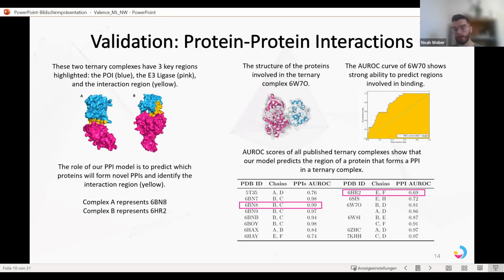And that's exactly what we showcased here. So at least for the ternary complexes where the crystal structure is known, and it's not really big, there are only 22 data points. For those that we know, we were pretty confident that we can essentially determine whether the interaction on a particular surface patch is going to happen or not.